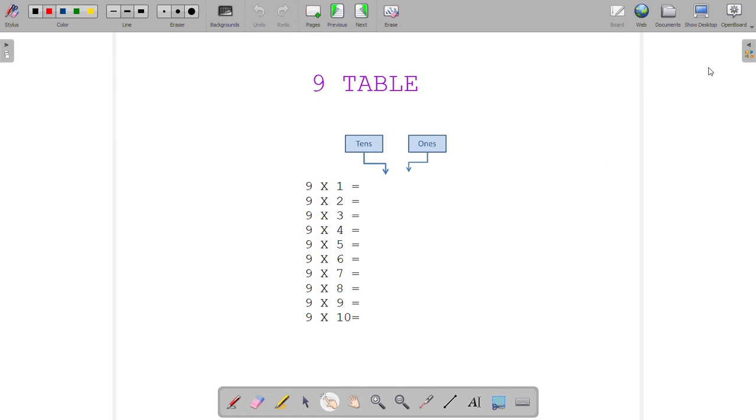So when we multiply 9 with any number from 1 to 10, we will get 2 digits in the result at max. So 1 would be in the tens place and the other digit would be in the ones place. To write the table in the tens place, first we have to write from 0 to 9, incrementing in steps of 1 each time.